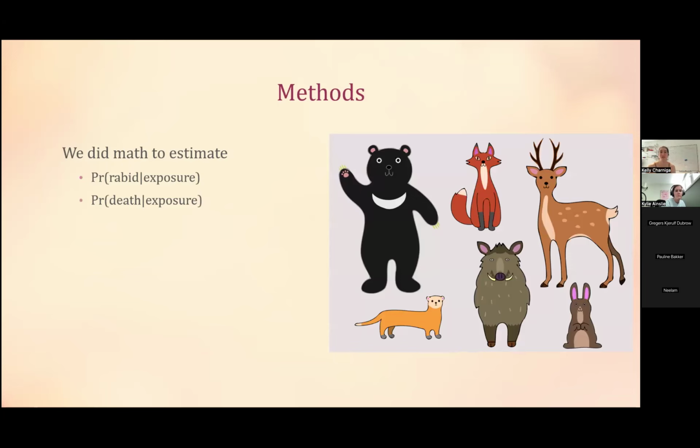Okay, so methods. We did math. I can definitely elaborate on that in the questions, or you could read the paper or ask me later how we did it. But essentially, we're interested in 2 quantities. So the probability that an animal was rabid, given that someone was bitten or exposed, and then the probability that someone could die, given that they were bitten.